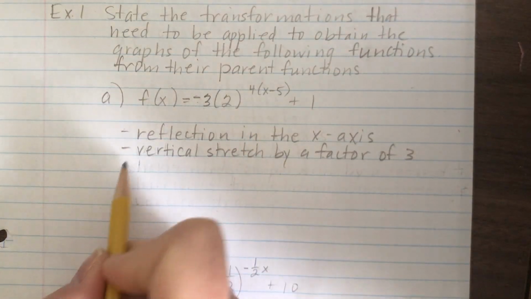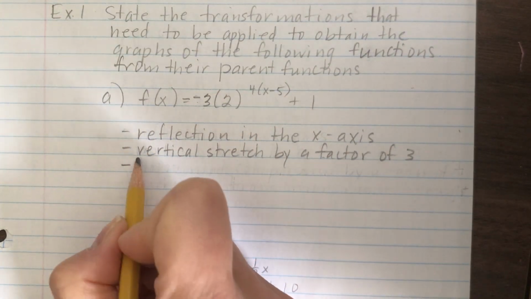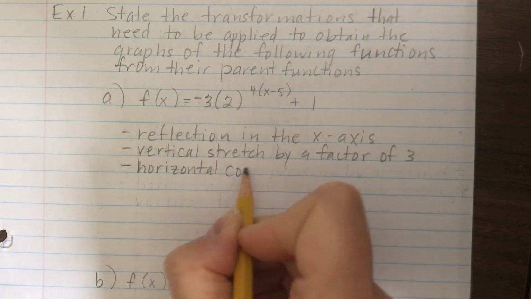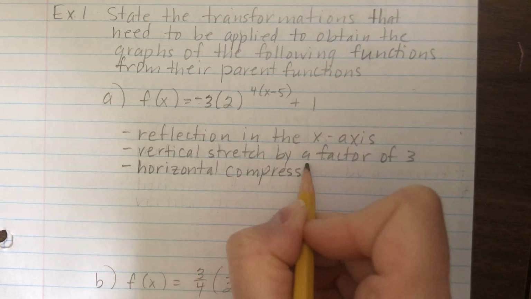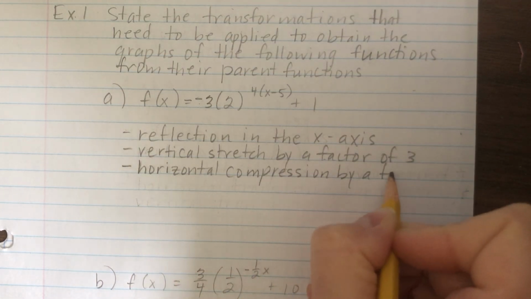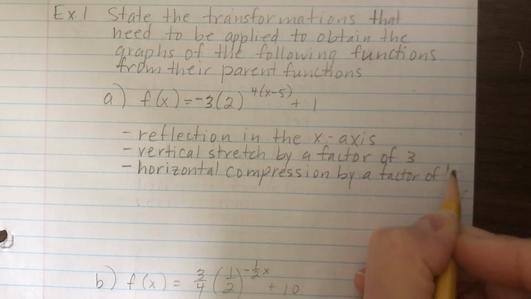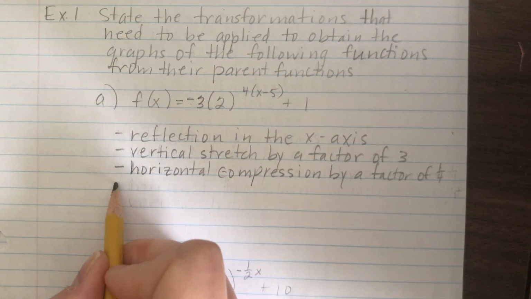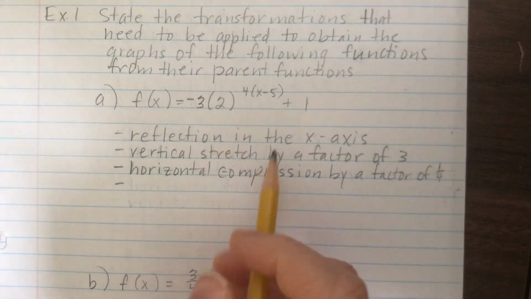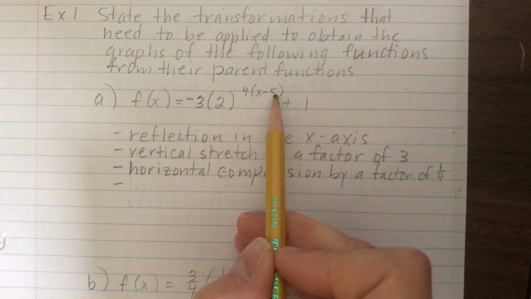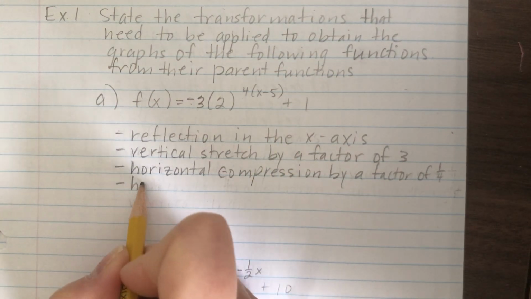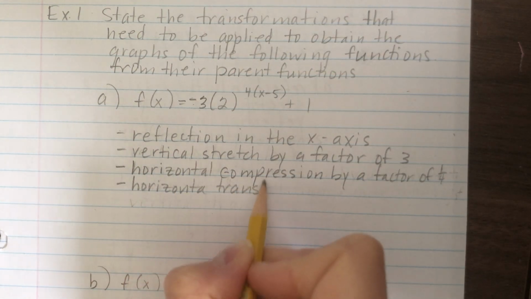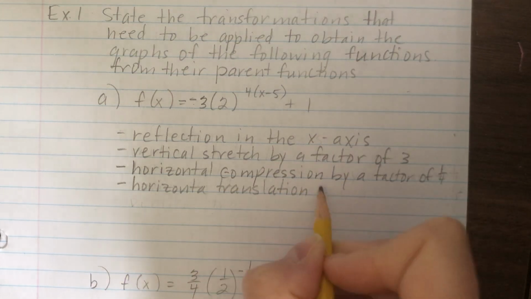The 4 is taking the place of k. Because it's greater than 1, it represents a horizontal compression by a factor of 1/4. Remember, for k, you always have to take the reciprocal to determine the factor. And then the 5 is taking the place of d, and it represents a horizontal translation. And it'll be 5 units to the right.